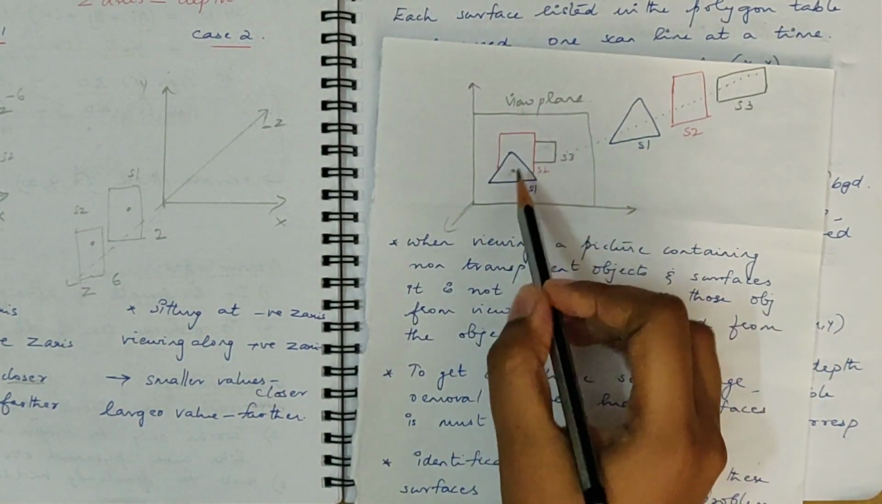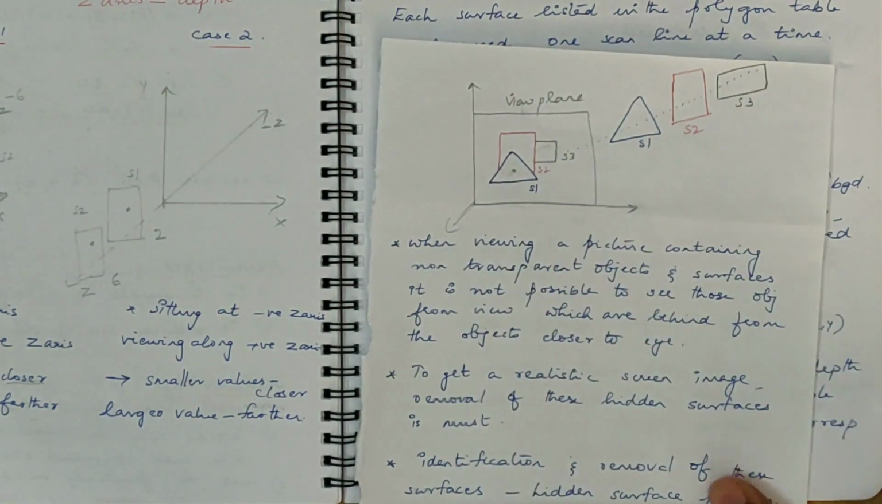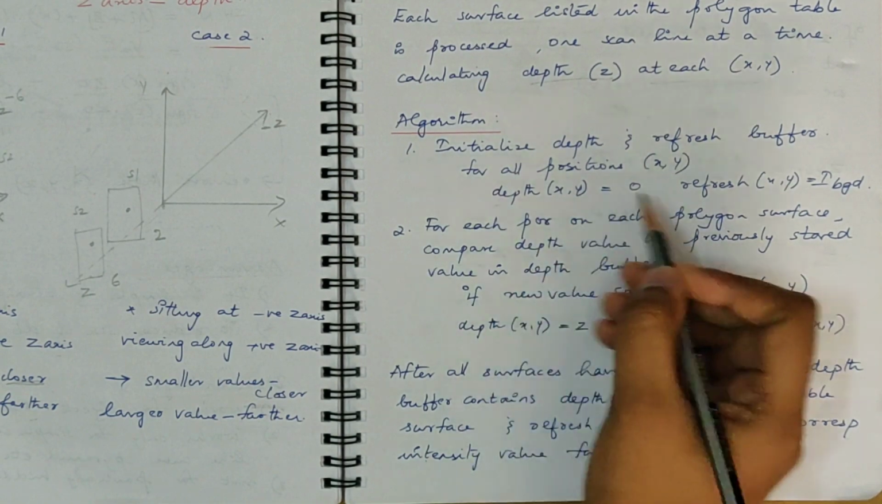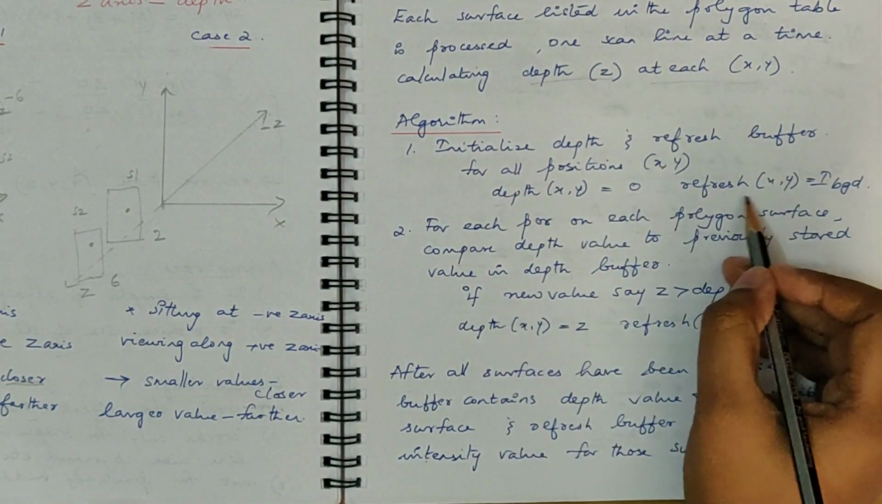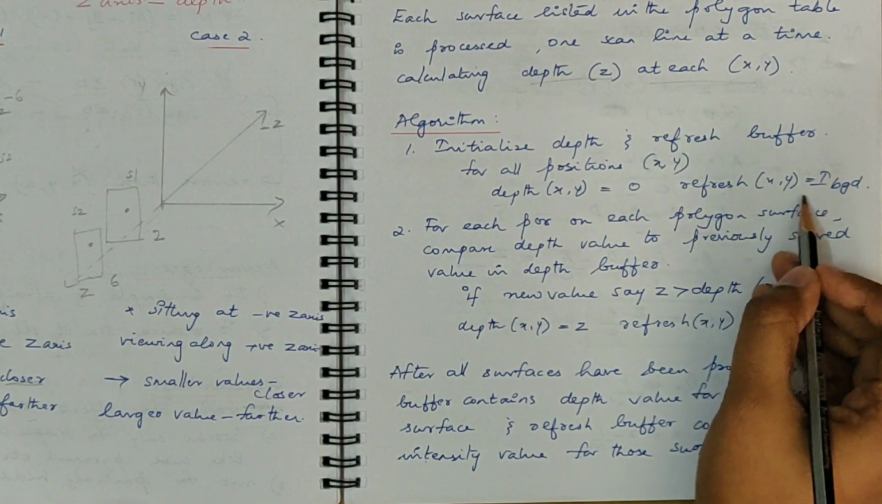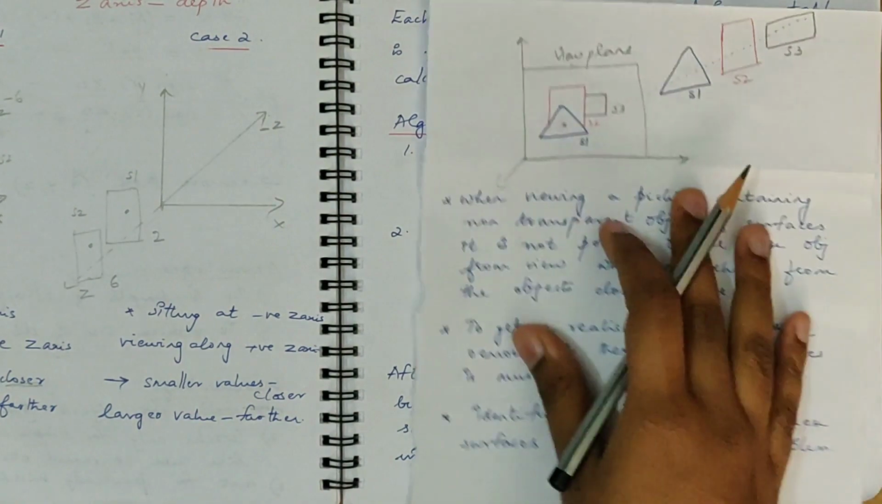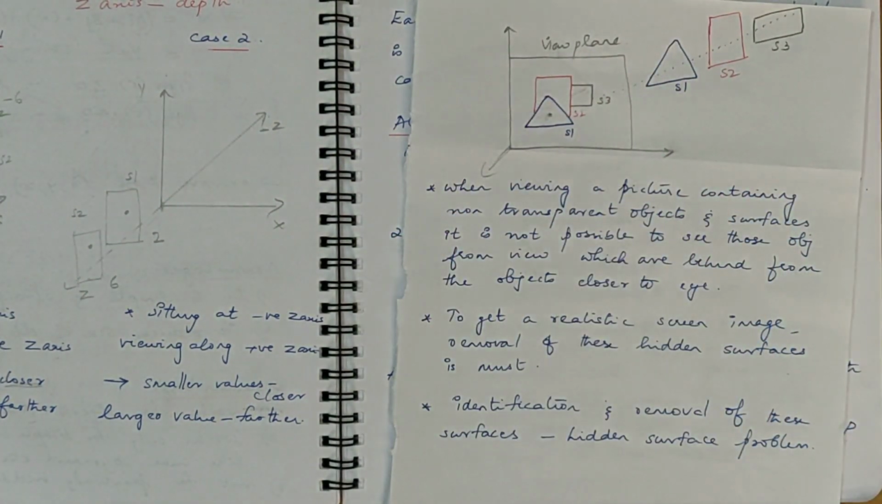This is a view plane. For all xy positions in the view plane, you have to initialize the depth buffer and refresh buffer. Initially the depth buffer is 0. You initialize everything with 0, and for the refresh buffer you initialize with the intensity of the background. Whatever is the intensity of the background in the view plane, that pixel value you are going to store.